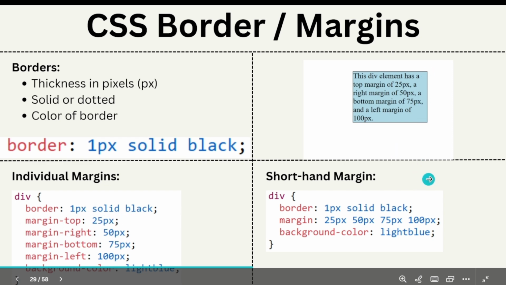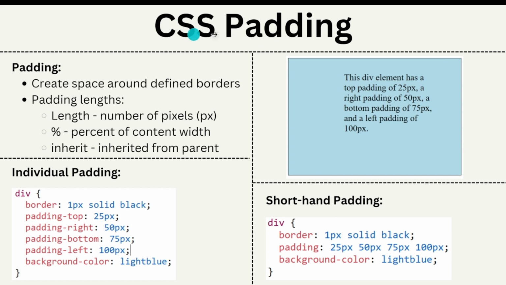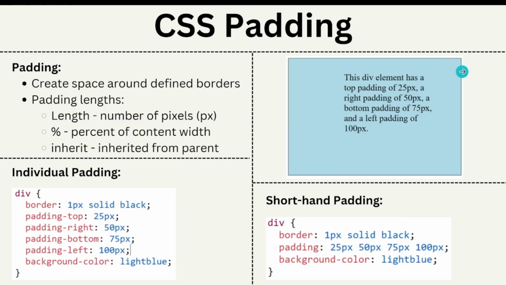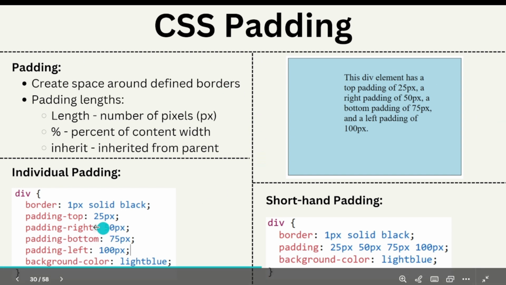Now, padding works very similar, but think of it as a margin inside of the actual div element. If you look at the last slide, the border is right hugging the text, and this doesn't look good on a website. So the way that we'll do it is that we'll put a margin between the sides of the border and the actual text. So this creates space around defined borders, and it works the same as margins. So padding top, right, bottom, left, or you could just do padding and have top, right, bottom, left. Same way, except this time it's inside of an element.